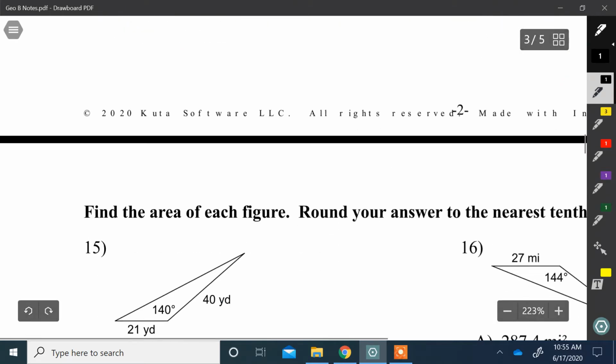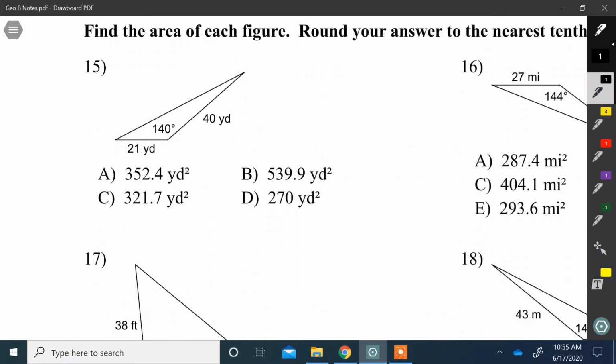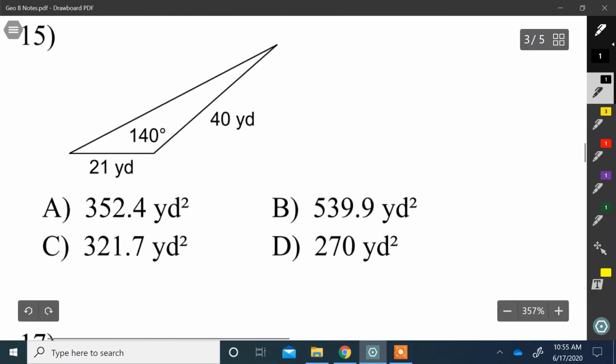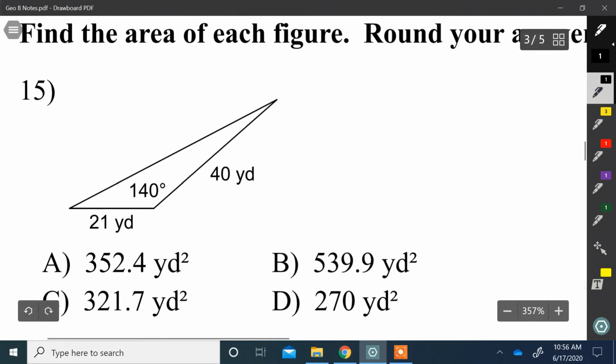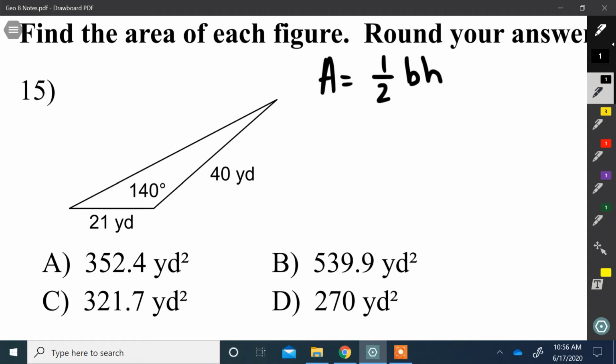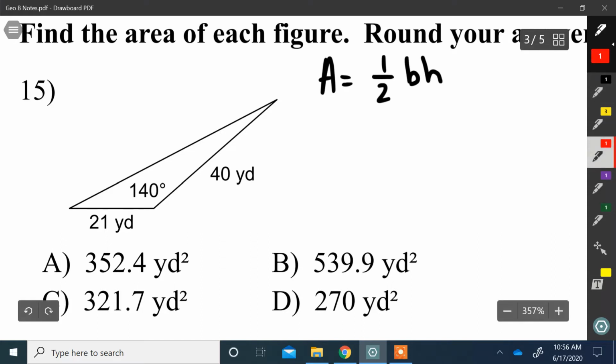Let's go ahead and talk about number 14. Now this right here, it's more challenging. Okay, here is where geometry B becomes a little more difficult. Here's the problem with this problem right here. The area is half times the base times the height. But unfortunately, I don't know what the height is. It's not given to you here. But we can actually figure out what it is. Here's how you can figure that out.